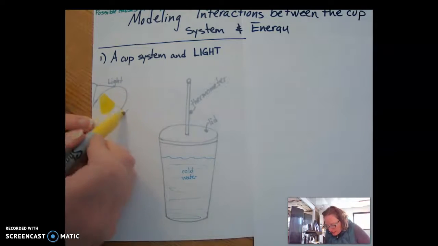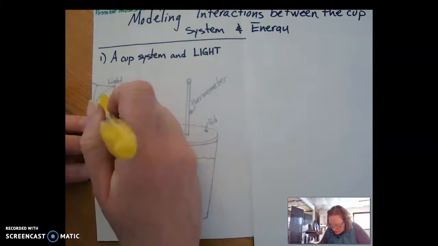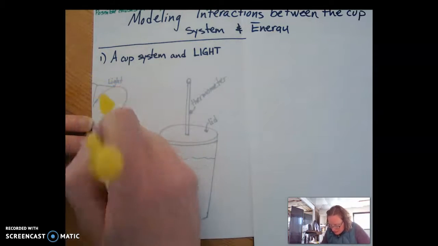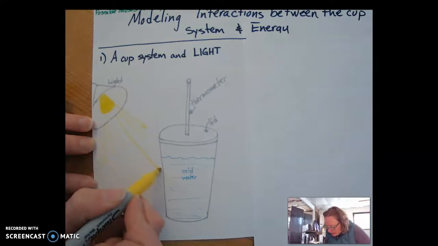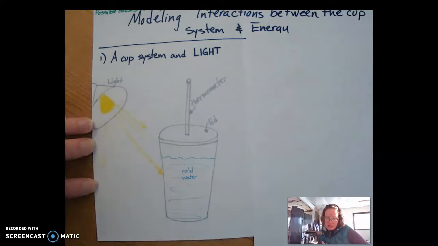So the question is, as this light shines out of our lamp, it hits our cup, and how is that causing a temperature change, and how can we illustrate what's going on? So these are just your ideas. You're not expected to be an expert on this yet.